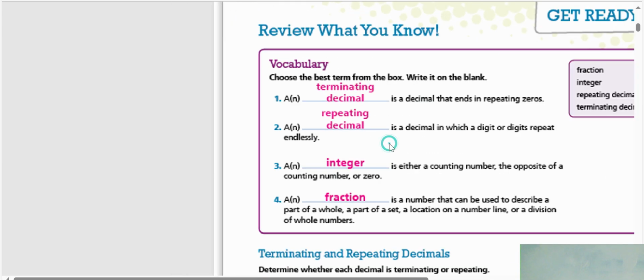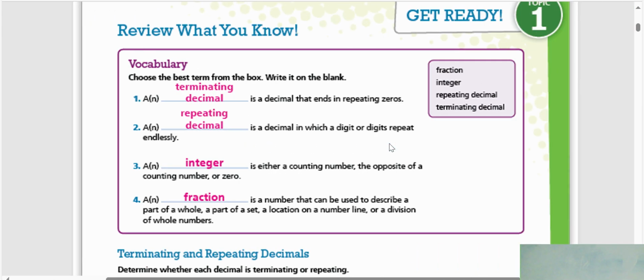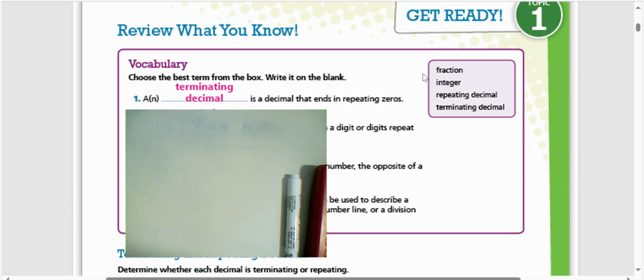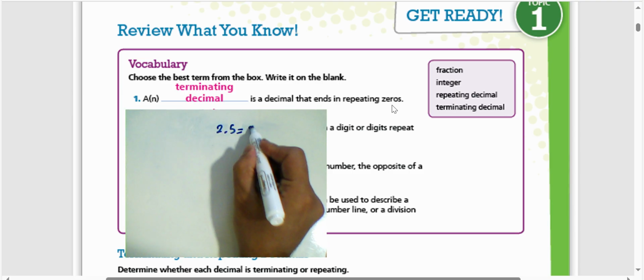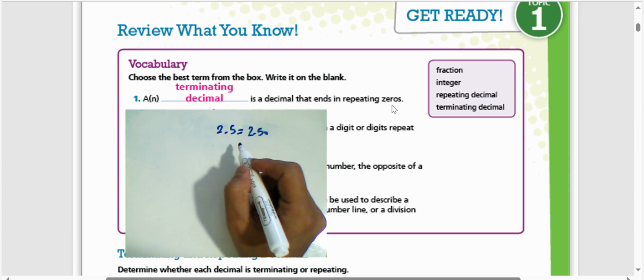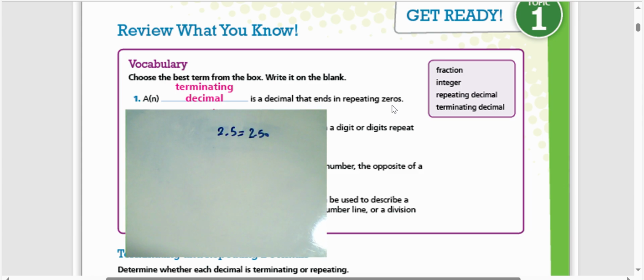First, vocabulary. Choose the best term for the box. We have here fraction, integer, repeating decimal, terminating decimal. A terminating decimal is a decimal that ends in repeating zeros. Like this, we have 2.5, equivalent to 2.50. We can put 0 on the right-hand side. Okay, it's a decimal that ends in repeating 0.